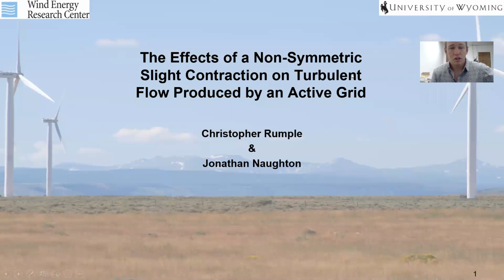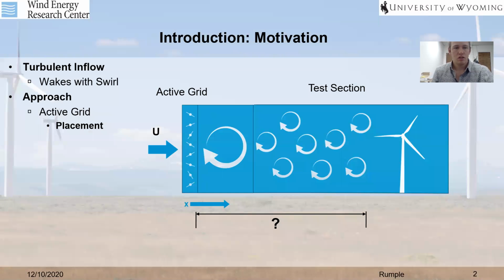Hello, and welcome to my talk on the effects of a non-symmetric slight contraction on a turbulent flow produced by an active grid. So the motivation behind this is really trying to understand turbulent inflow and its effect on wake swirl. So where does wake swirl actually happen? One example in industry is a wind turbine extracts energy from the flow and imparts torque onto the flow, so that the wake actually has a large-scale net rotation that we call a swirl.